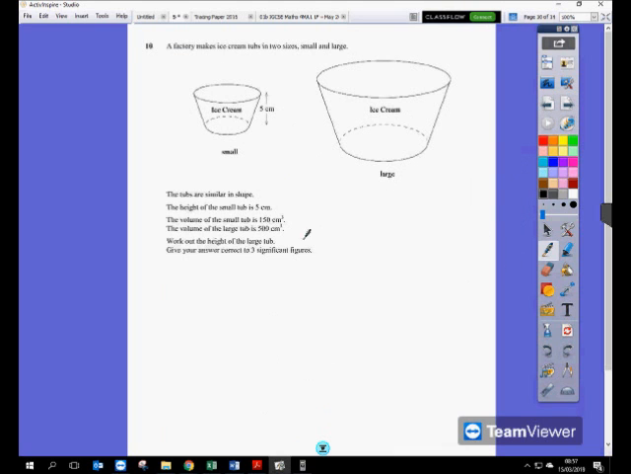Next, volume. So this is to do with scale factors, similar shapes, scale factors, length, area, volume. We have SF, SF squared, SF cubed. So it's to do with volume. So we select SF cubed. Both of these volumes are given. So we write down the larger one over the smaller one. And this is the scale factor for volume.